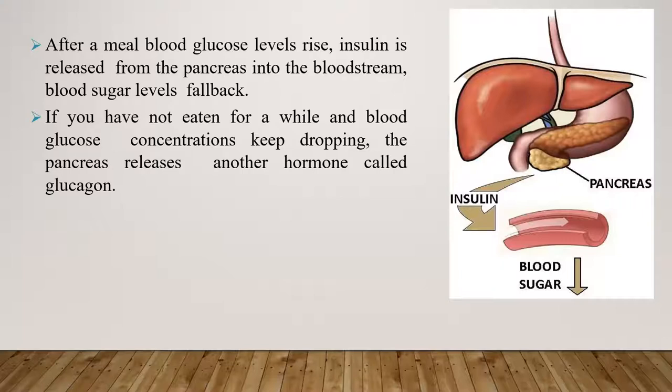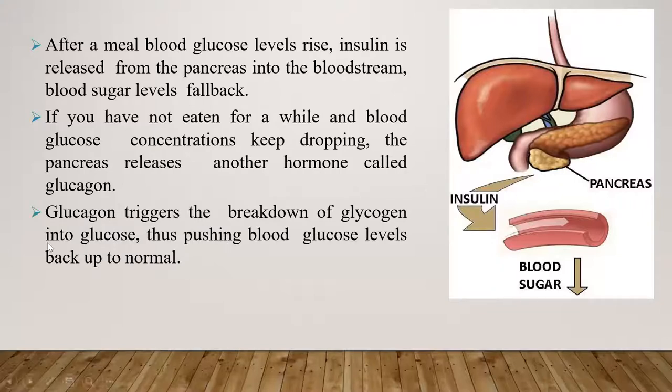So that time what happens, in our body there is the pancreas, and the pancreas generally produces insulin. But that time, what does it do? It produces glucagon in the absence of insulin, in the absence of food. Glucagon triggers the breakdown of glycogen into glucose, thus pushing blood glucose levels back up to normal. This is very important when we are talking about the glucose level and the insulin level in the bloodstream. That time, this point is very important. In the absence of food, what happens in the body?